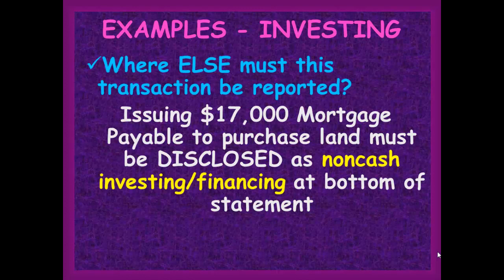So we would write a little list or a little sentence saying that $17,000 land was acquired by issuing a mortgage payable. It is investing because I bought land. It is financing because I issued a mortgage payable, but it didn't impact cash. The reason we disclose these at the bottom of the statement is, will it impact cash in the future? Well, yes, I have a mortgage, I have to pay it. And then maybe one day I'll sell that land and cash is going to come in. So it is going to impact my future cash flows, therefore I have to disclose it this time. It won't show up in the body of the statement itself, but would instead just be disclosed at the bottom.